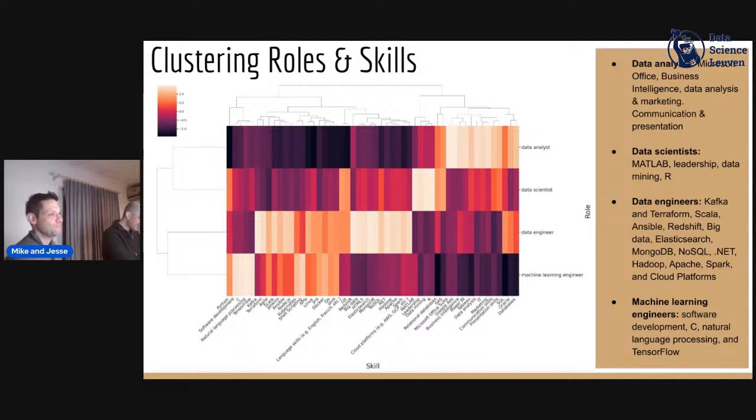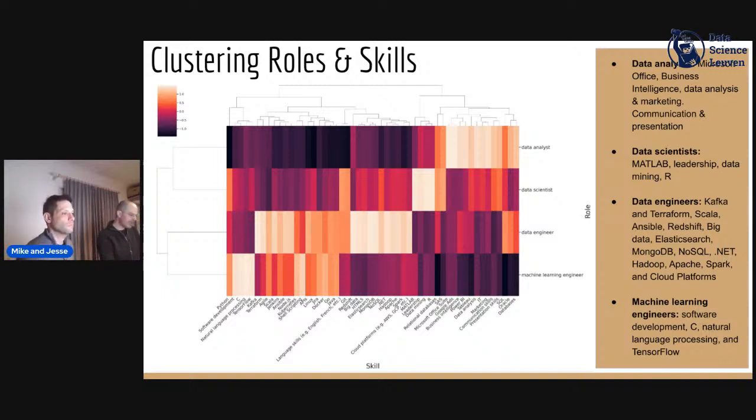As far as the data engineers, they have a wide palette of skills that are expected. A lot of technologies, in fact: big data, databases, cloud stuff. And for the ML engineers, what do we see? Software development, C, natural language processing, and TensorFlow. So they get their specialties. Definitely some software stuff in there, deep learning, NLP. And so this is the predetermined list of skills. We talked a little bit about where that comes from. The companies choose them from a list.